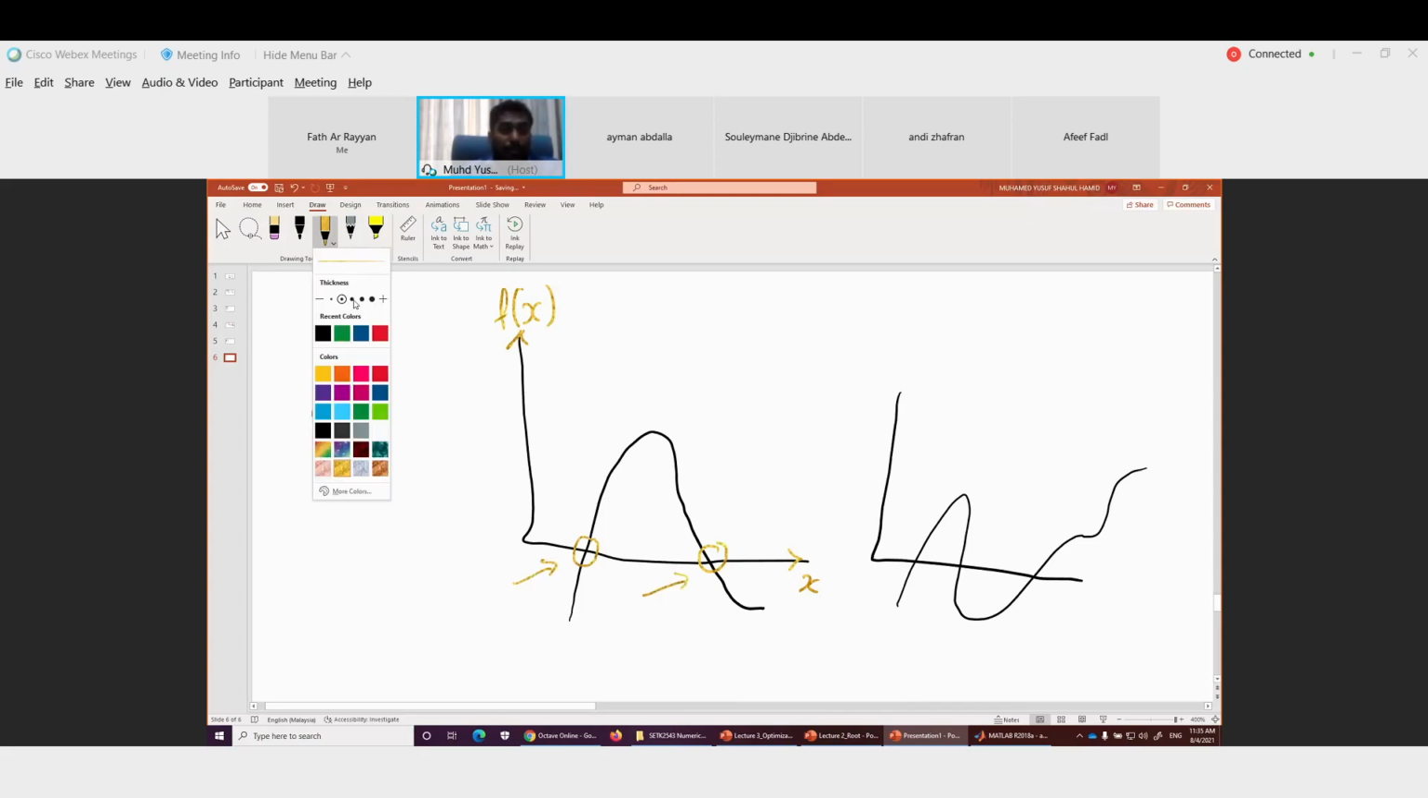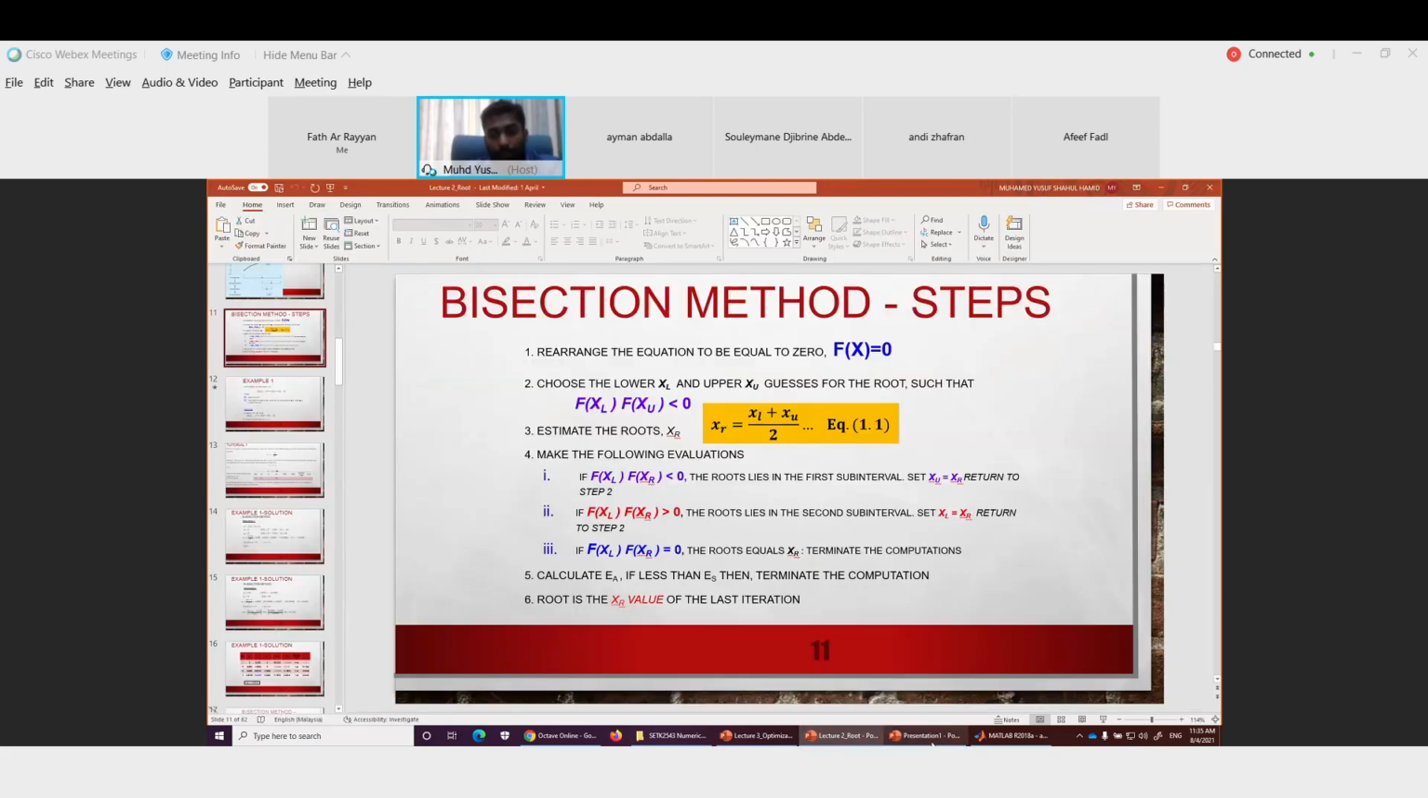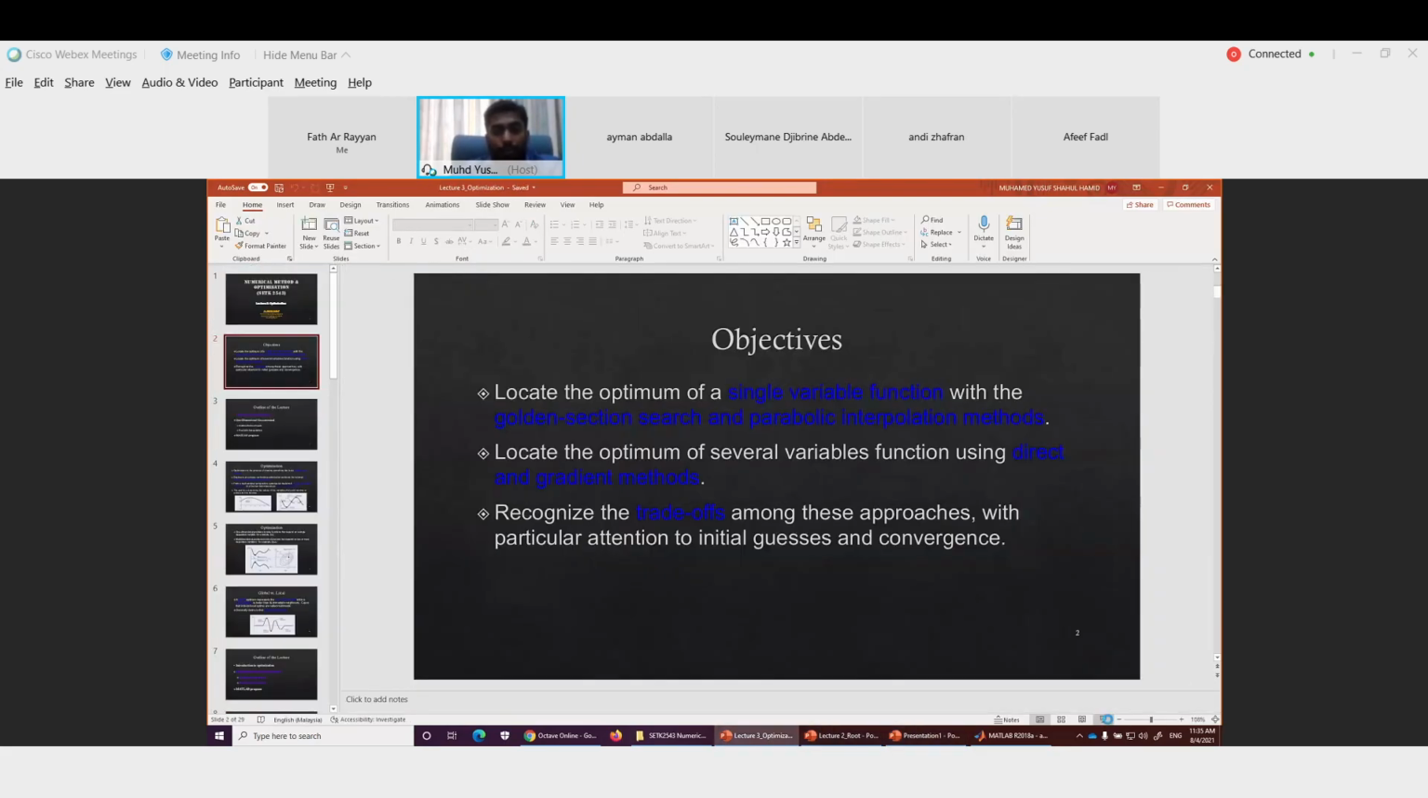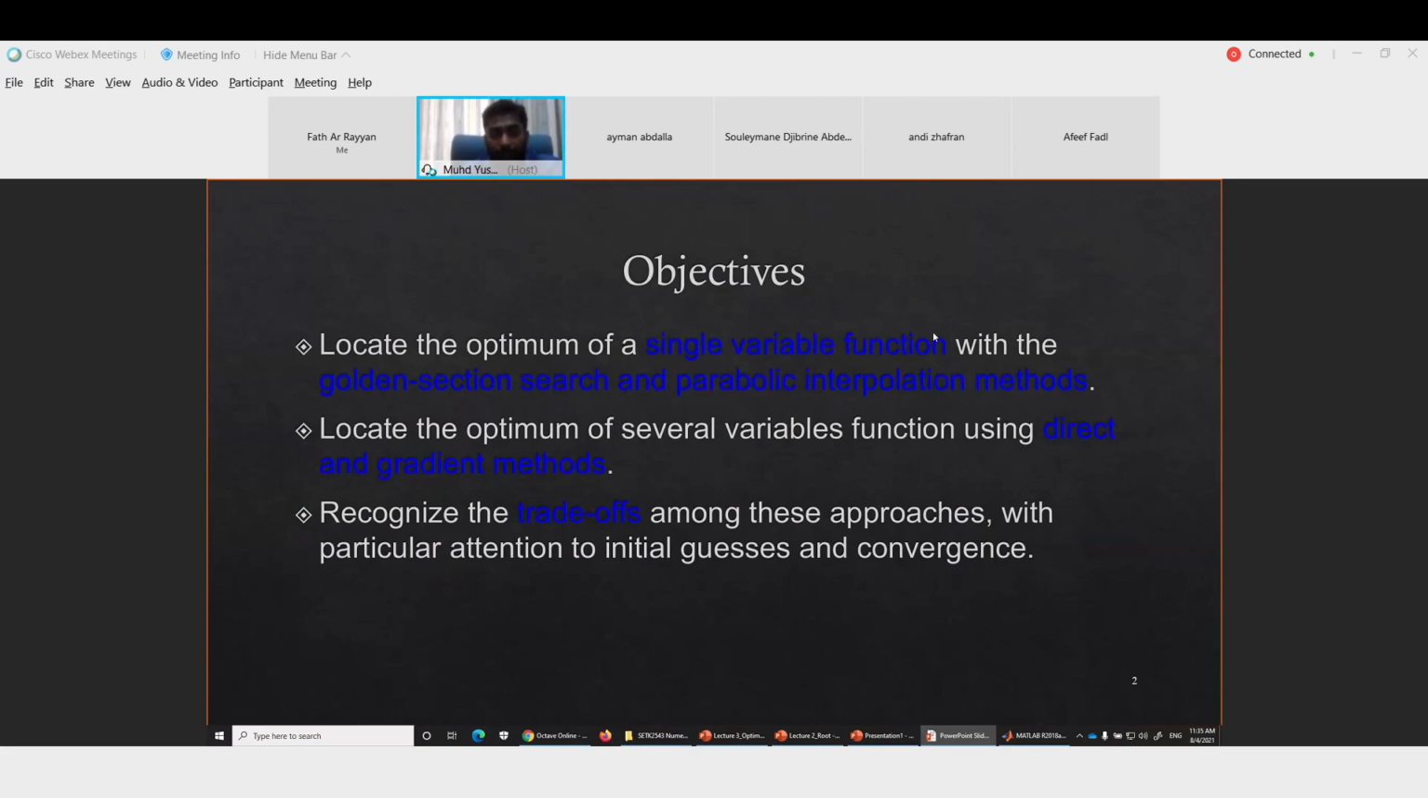Now, for this chapter, what we are trying to find is the optimum value. The optimum value could be either a maximum or a minimum. Either it's a maximum here, where this one continues downwards, or it's a minimum here. So that is what we are trying to find in this chapter: to locate the optimum from a single variable function. This works best for a unimodal function. So it's just a single variable function, not a multi variable function.